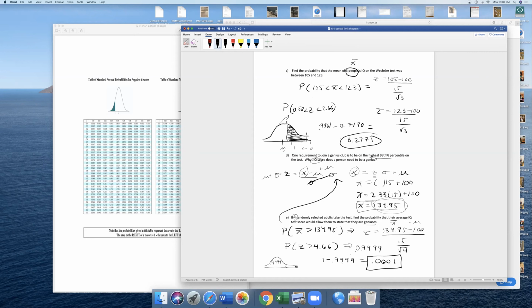The probability of finding 4 people that have an average IQ that gives them a genius IQ is very, very small. These are people that are off the charts intelligent. So the probability of this occurring is slim to none. It's very, very small.